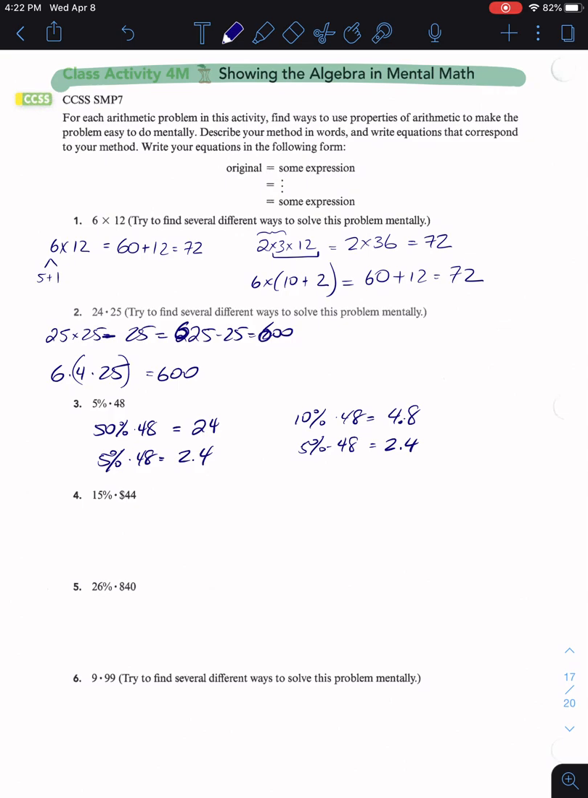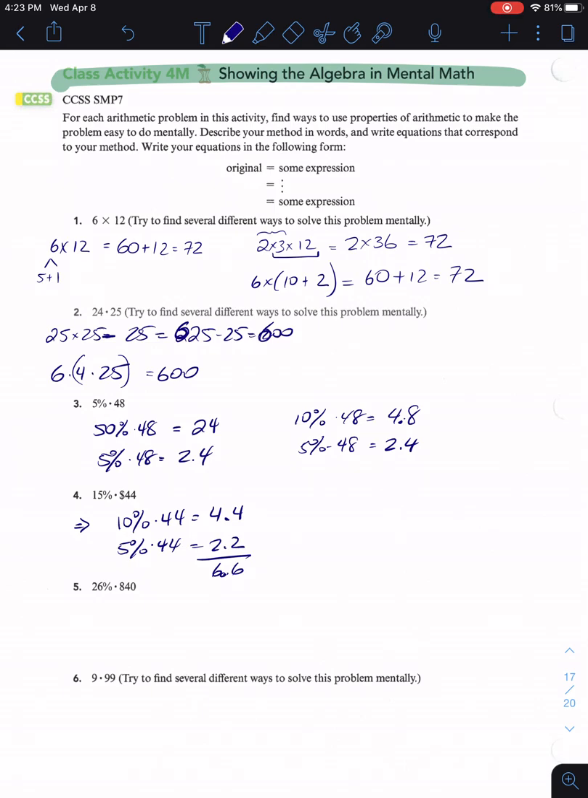How about 15% of 44? Well, what's 10% of 44? 4.4, it's a tenth. Then 5% of 44, right, is half of that, so 2.2. So then 15% of 44 is 6.6. Right? Fairly easy to do mentally.